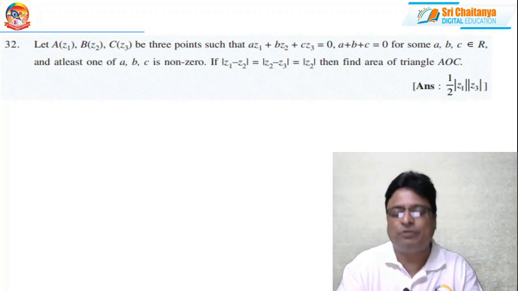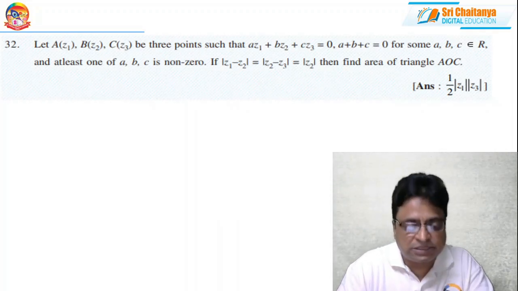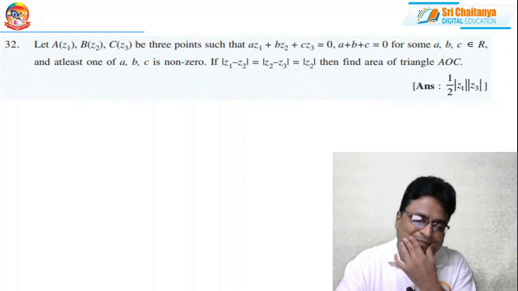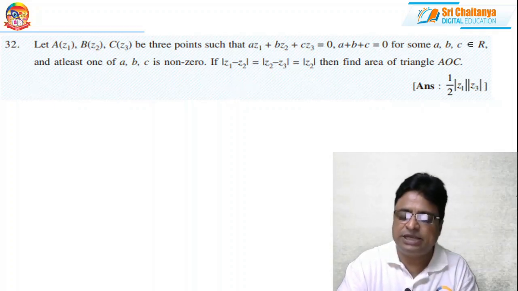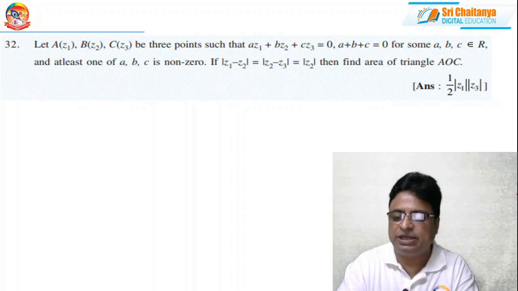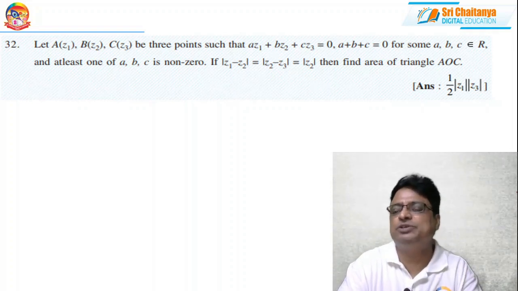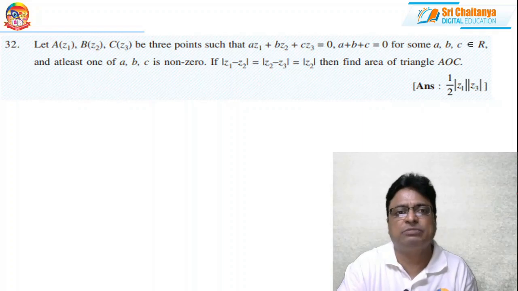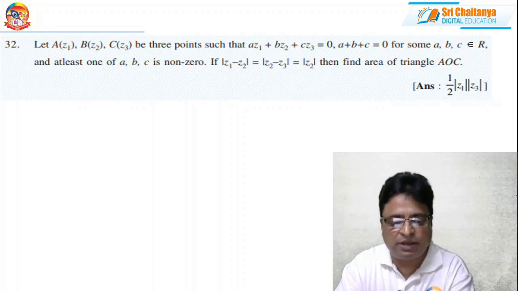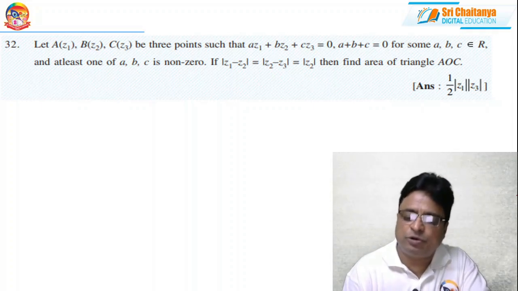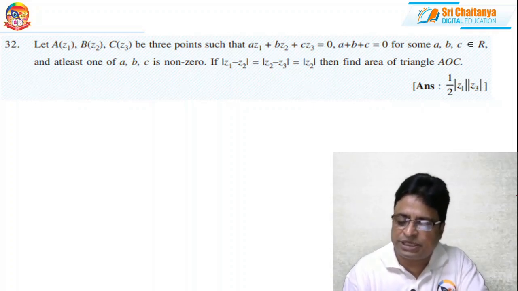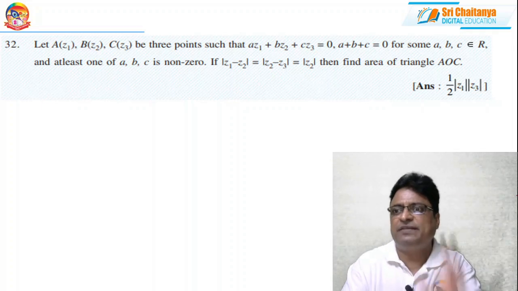This is an interesting question. Read the statement properly. Let a z1, b z2, c z3 be 3 points such that a z1 plus b z2 plus c z3 equals 0 and a plus b plus c equals 0 for some a, b, c belonging to R, with at least one of a, b, c non-zero. If mod z1 minus z2 is equal to mod z2 minus z3 is equal to mod z3 minus z1, then find the area of triangle ABC.